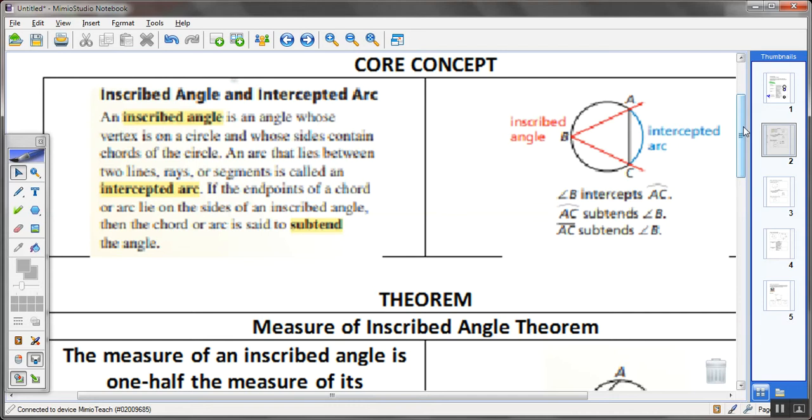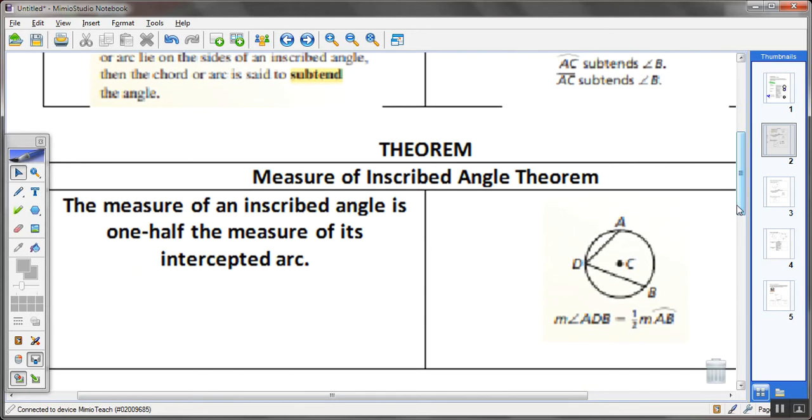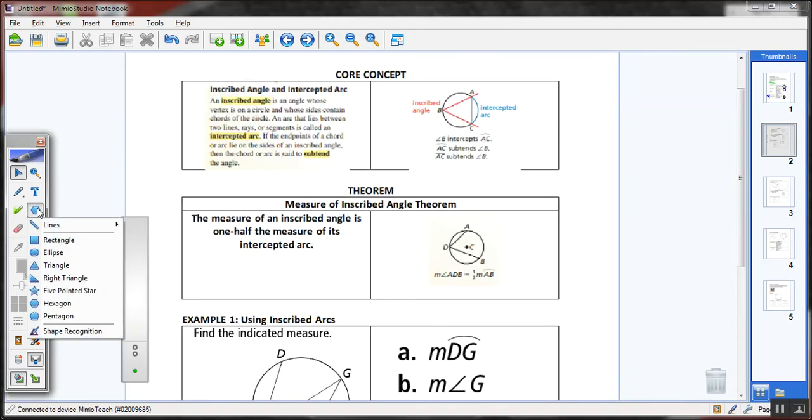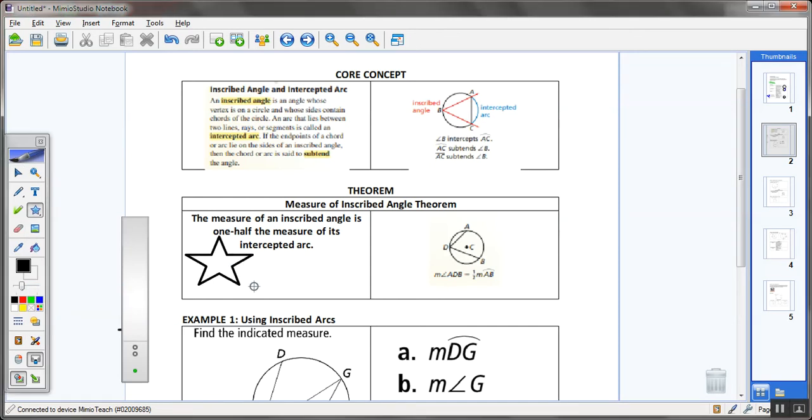Okay? So, theorem. First theorem, kids. Here it is. This is a really important one. You ready? I would say put a star here because this is very important. It says the measure of an intercepted angle is what? Is 1/2 the measure of its intercepted arc.